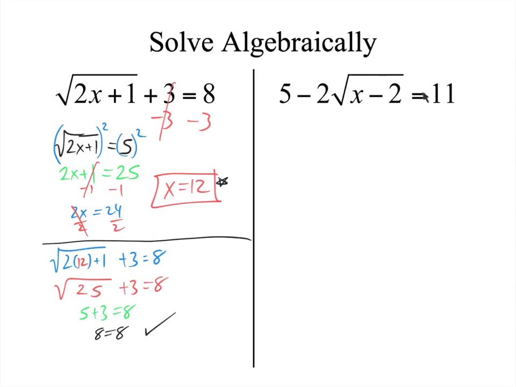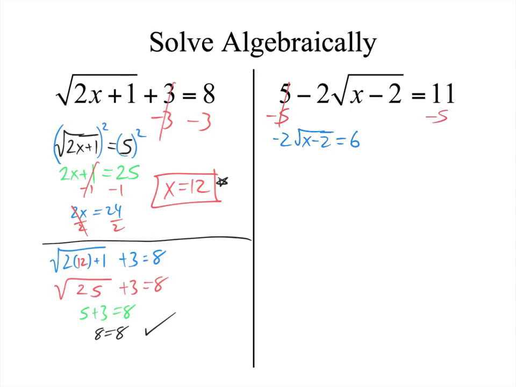So let's now solve this one right here. First step is I want to get the square root by itself. So do we get rid of the 5 or the negative 2? And hopefully you understand the 5 is what we want to go after first. So we are going to minus the 5 off, which leaves us negative 2 square root of x minus 2 equals 11 minus 5 is 6.